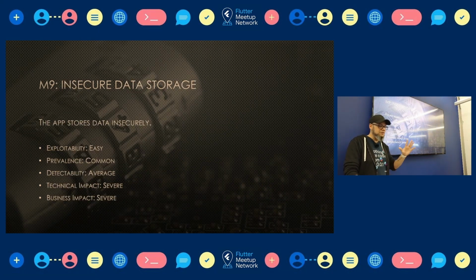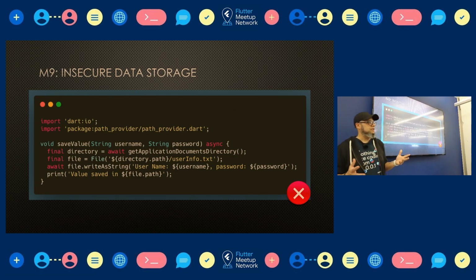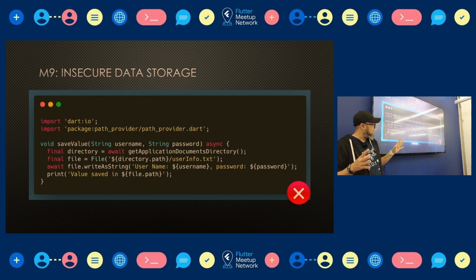And M9, we're almost finishing. Insecure data storage, where the app stores data insecurely. Basically, this deals with anything that has to do with handling sensitive information, like credentials, in an improper way in the device storage. Some of these examples might seem overly stupid, but these are errors that we actually sometimes commit. So something like adding a username and a password and saving it in a text file is something that will definitely trigger M9.